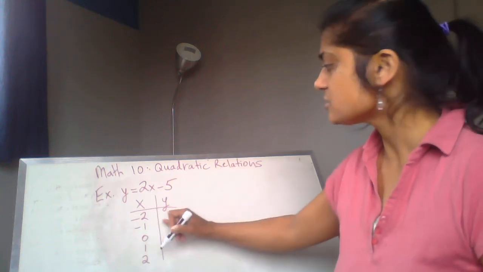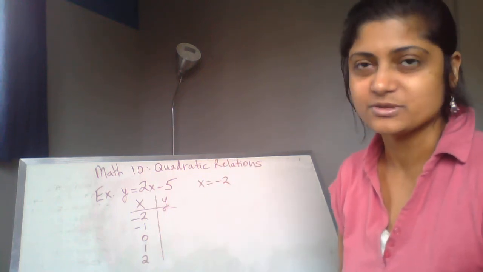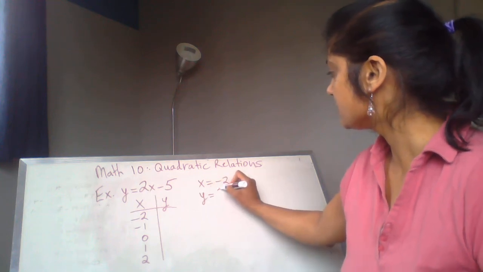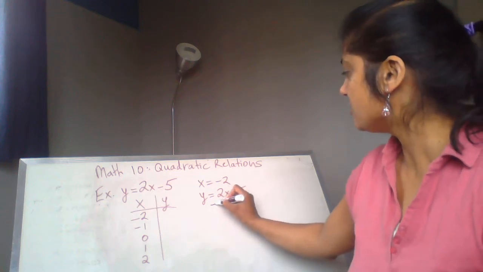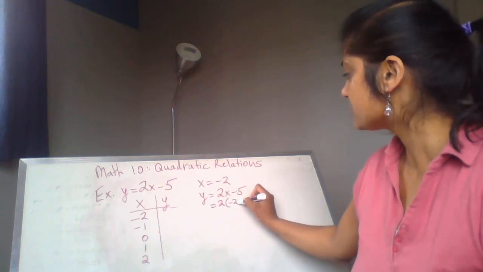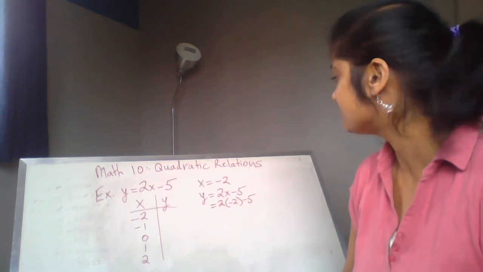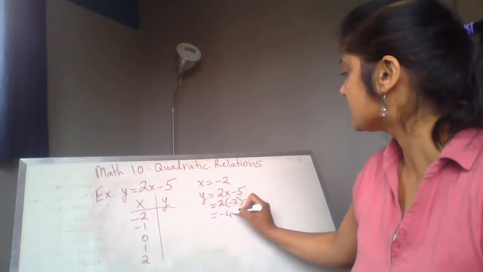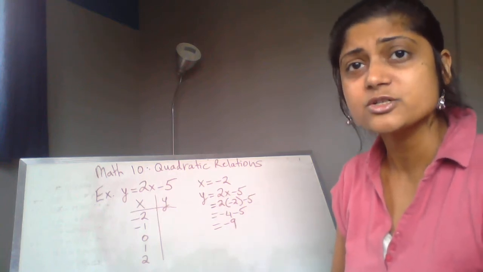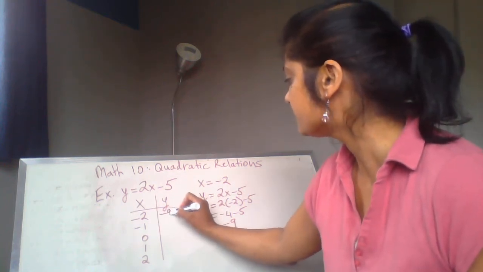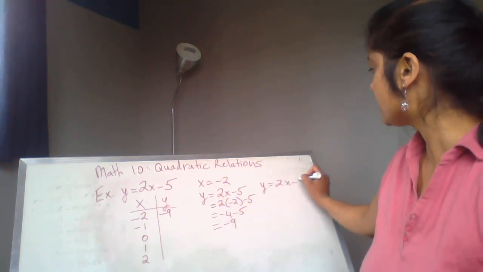Okay, so let's start with x equals -2. So I'm just going to show you how to do this. I'm going to plug it into my equation, so I'm going to rewrite the equation here, and instead of the x, I'm going to put -2. So it's 2 times -2 minus 5. All right, so I can see it's -4 minus 5, which is equal to -9. After you get your answer, you're just going to plug in your answer right here. So it's -9. Then I'm going to move on to the next value of x.